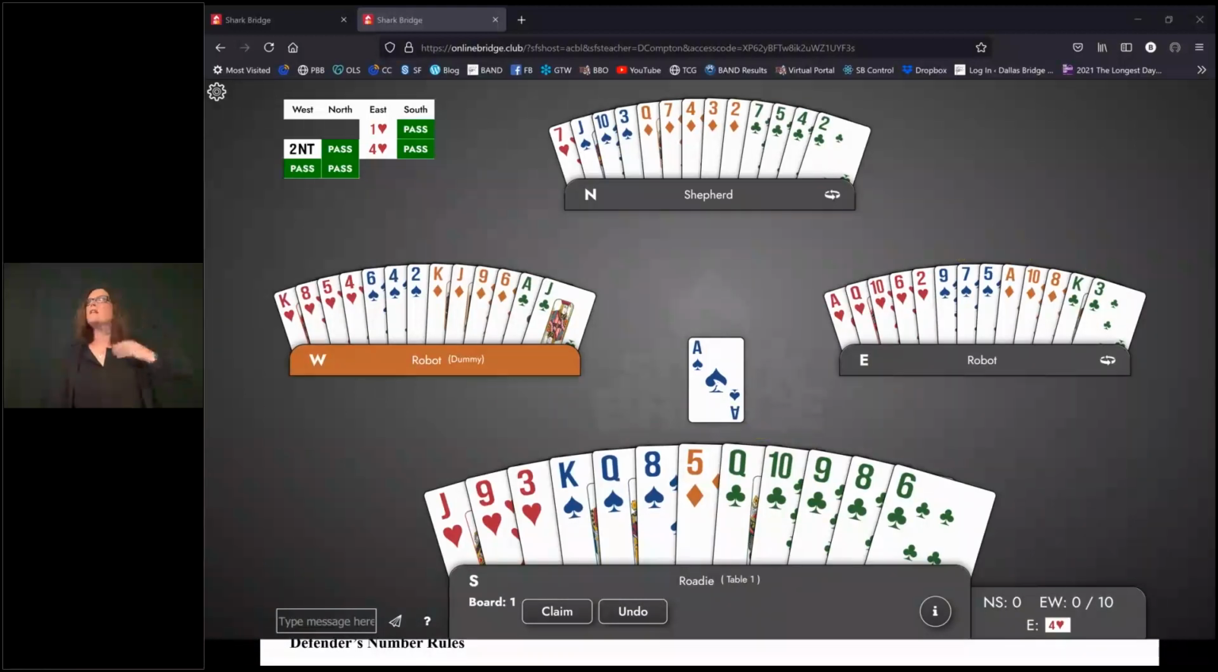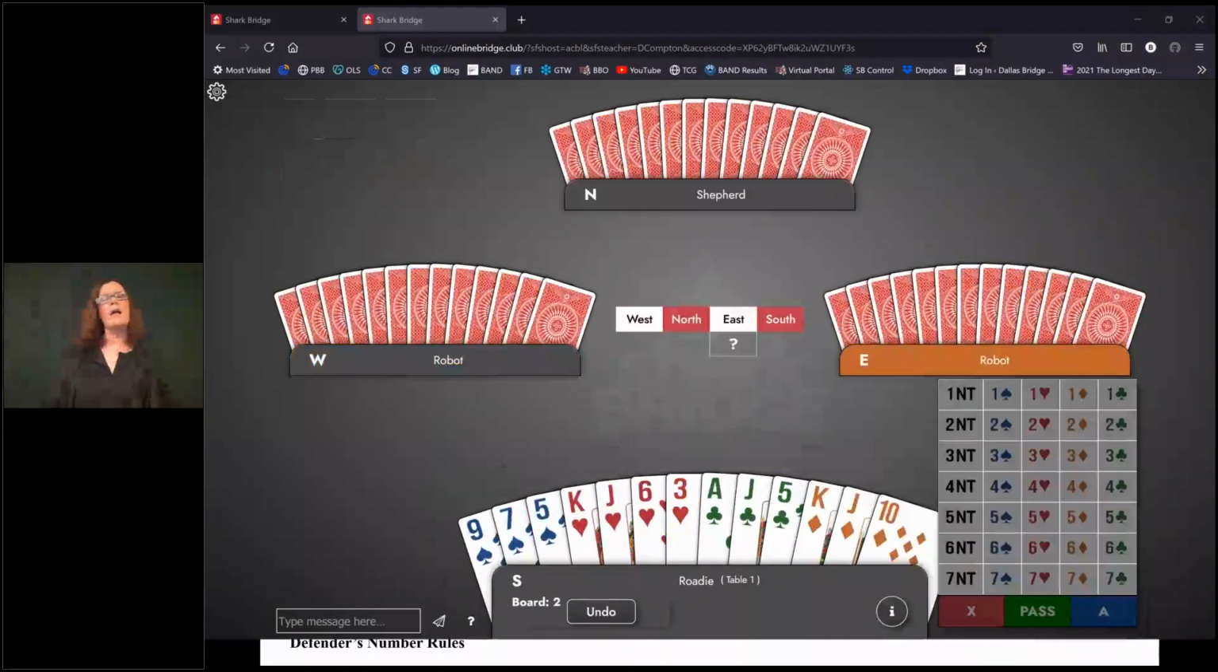All right, let's take a look at hand number 2. And we're sitting South again. We're sitting in Rhodey's chair and we're looking at the auction. And here's the auction. East opens 1 spade.